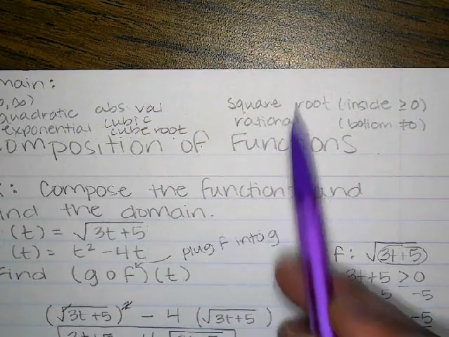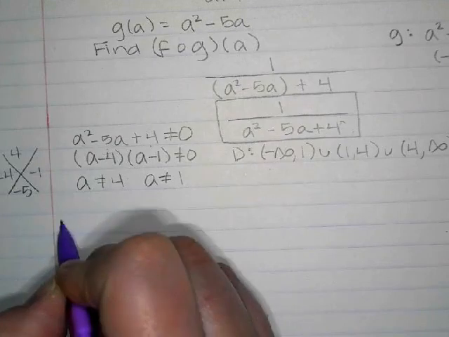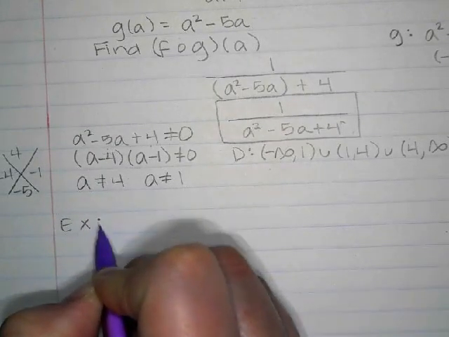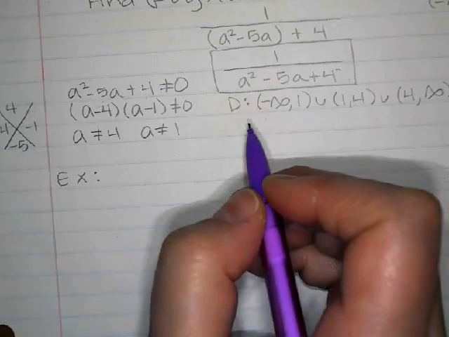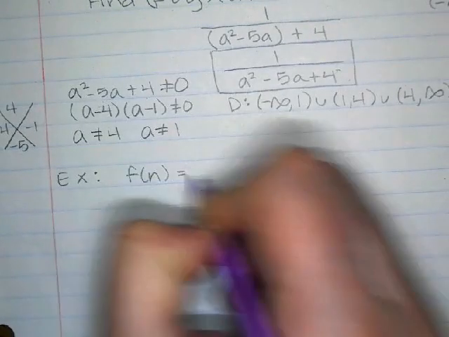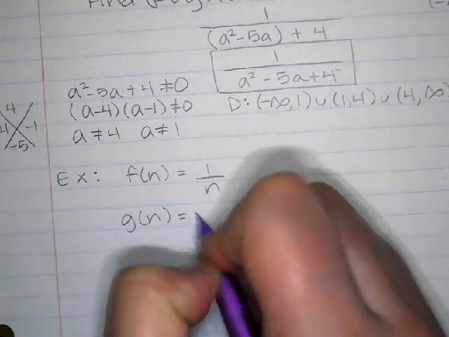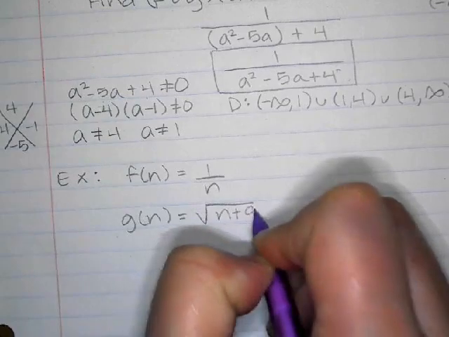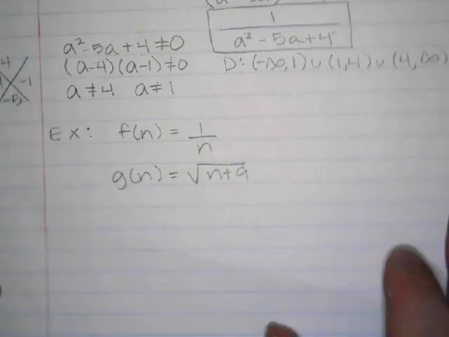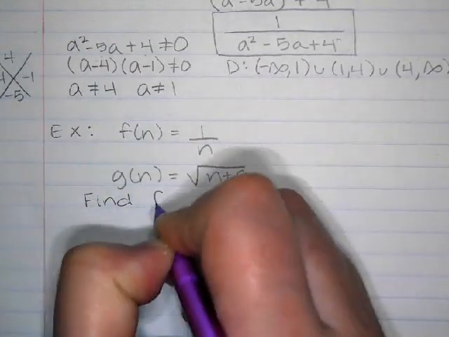Okay. Let's try another one. So for this one, we're going to have f of n is 1 over n. G of n is the square root of n plus 9. And we're going to find f of g of n.